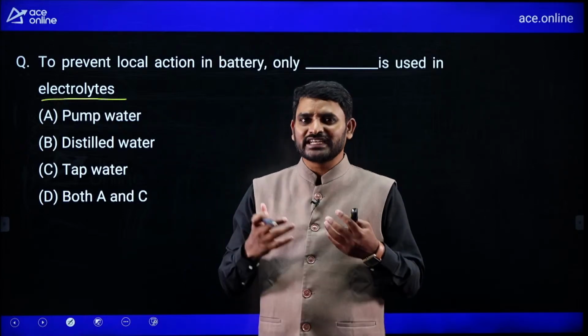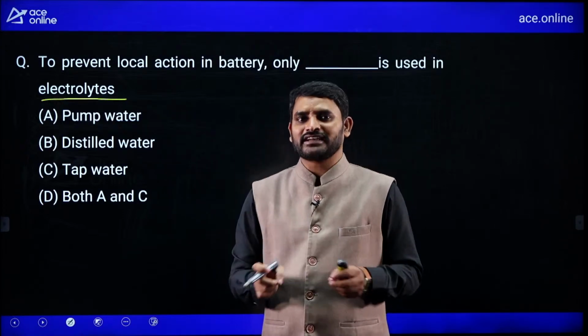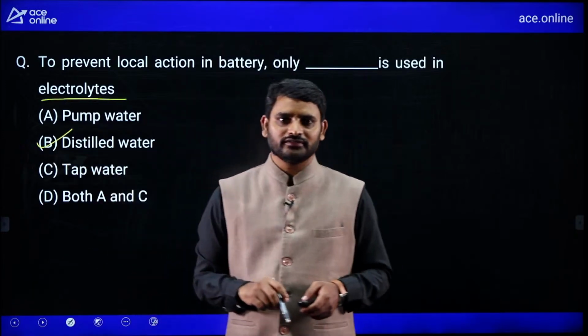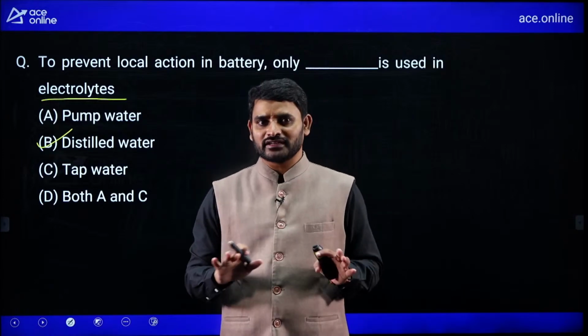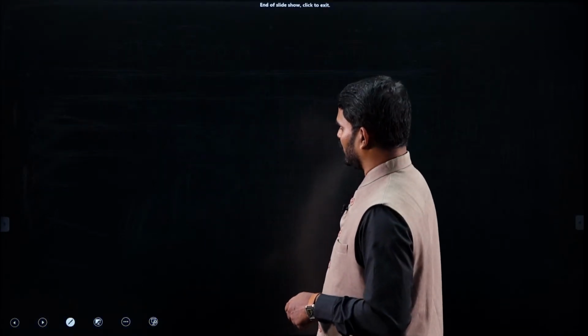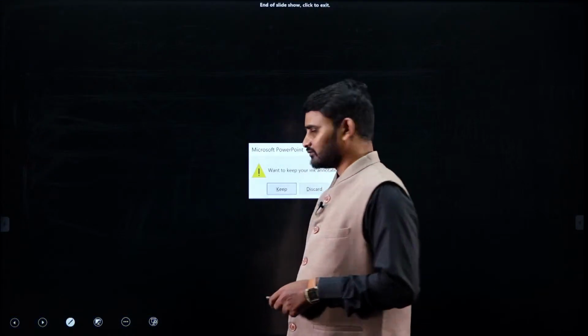So that leads to a decrease in the life of the battery. To avoid that, we will use distilled water. Distilled water does not contain any minerals or chemicals. So these are some questions on basic electrical engineering. Okay, thank you.